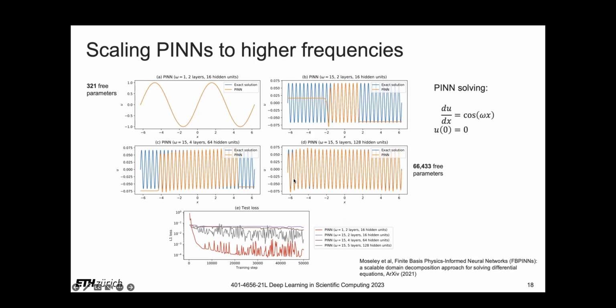But there's big downsides to this. First, if you just compare the numbers of parameters, you've got about 300 parameters up here versus 66,000 parameters here. This is not 15 times. You would hope that if you've got 15 times more cycles in the solution, it would need just 15 times more parameters. But it doesn't appear to be the case with this type of architecture.